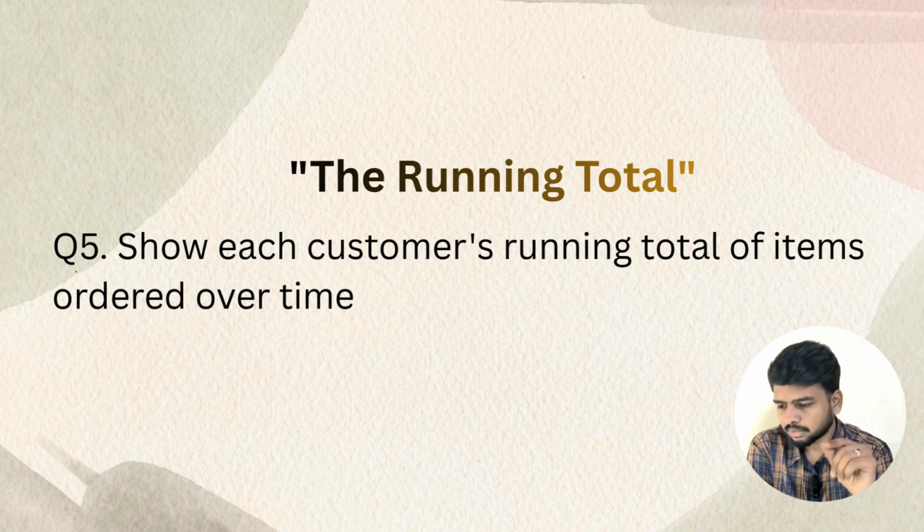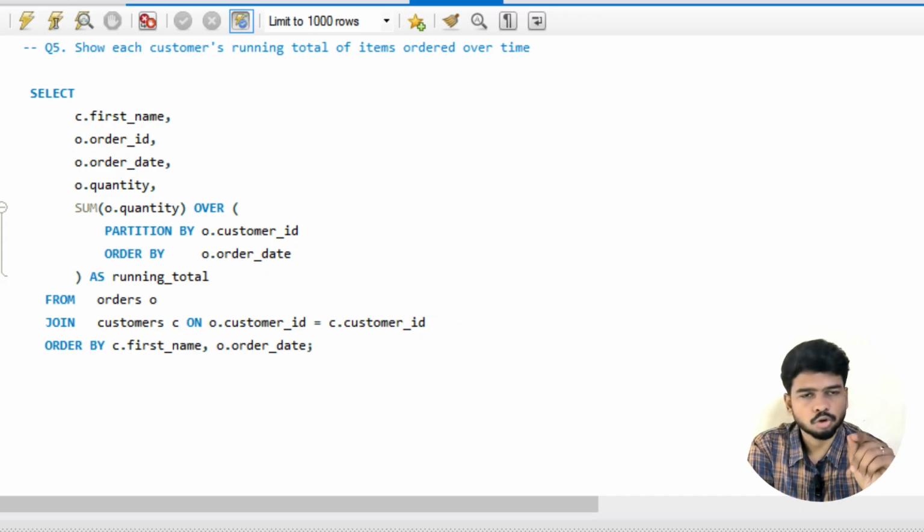Let's go. SELECT c.first_name, o.order_id, o.order_date, o.quantity. Take a SUM of o.quantity OVER PARTITION BY o.customer_id, and let's ORDER BY o.order_date as our running total, right? Let's do this. Here you can see some window function, right?